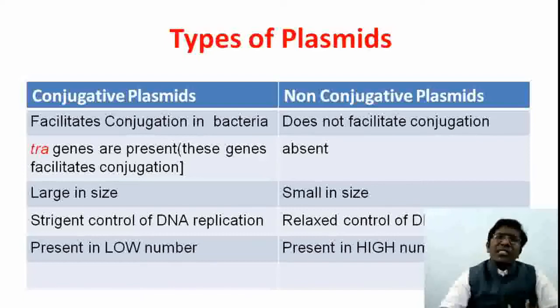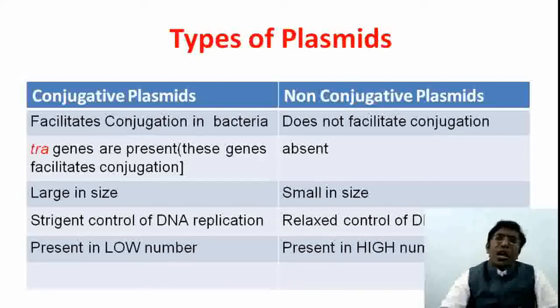Conjugative plasmids contain genes for conjugation. What are those genes? They are called Tra genes, T-R-A. That's the name of the genes which facilitate conjugation. The Tra genes are present in conjugative plasmids. They are absent in non-conjugative plasmids.